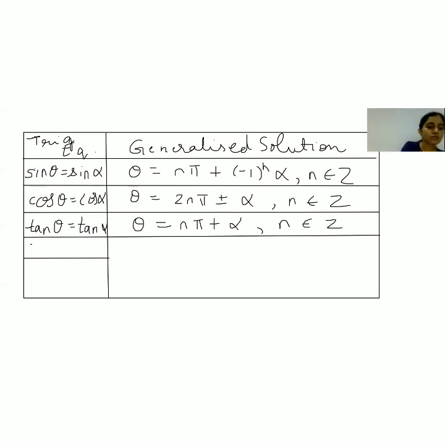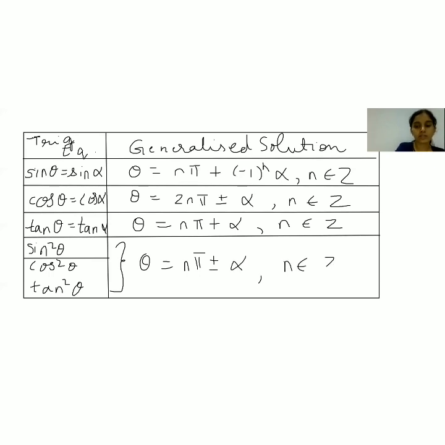Then again sine square theta, cos square theta, and tan square theta. All these values are the same, and what is that? Theta is equal to n pi plus minus alpha, n belonging to z. So we've made a table of the generalized solution. Anytime we have to solve numericals on this, we can directly pick up the generalized solution and write the answer. Let us solve some examples on the same so that the concept becomes clearer and we can directly go to the exercise then.